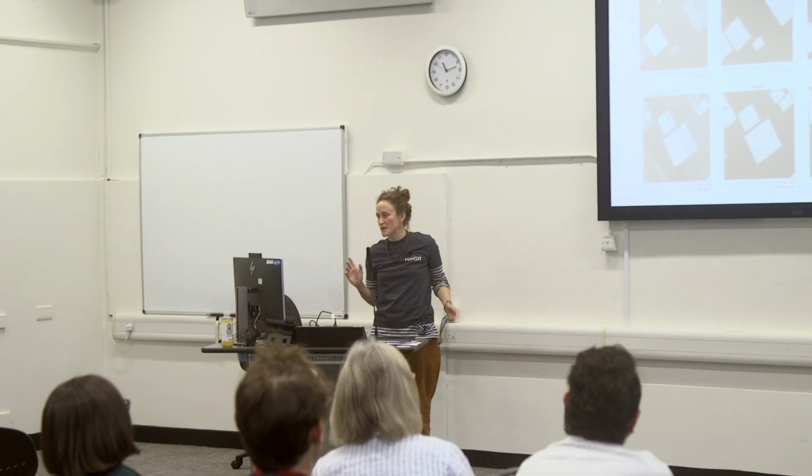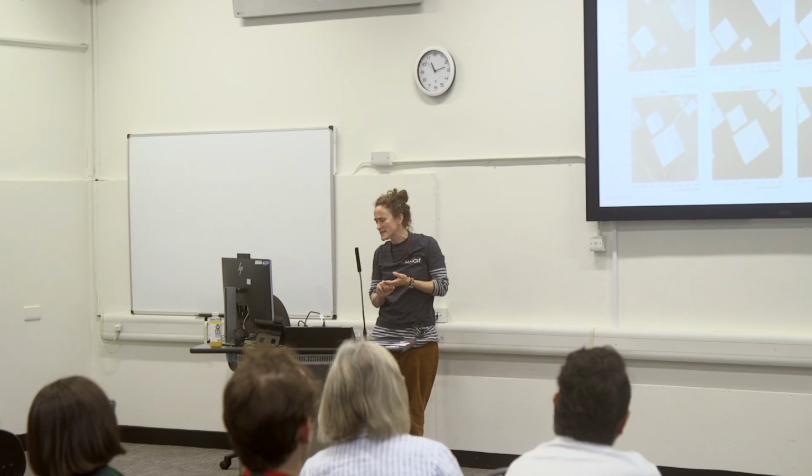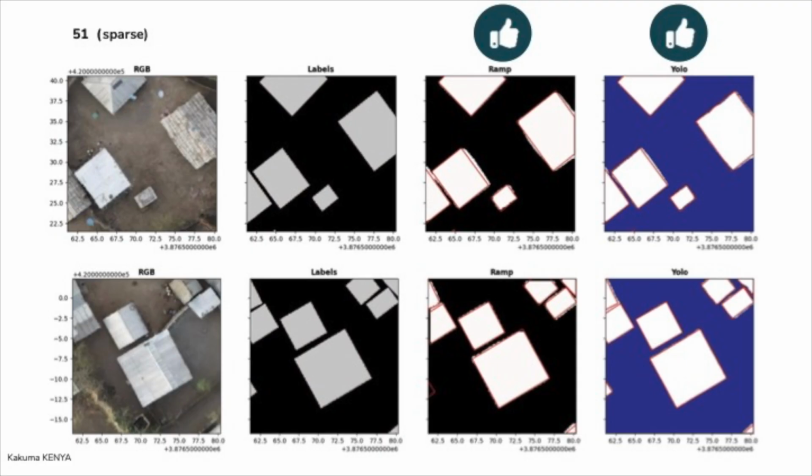So I'm showing you here. This is a city. It's not really a city. It's a refugee camp in Kenya, and both RAMP and YOLO are supposed to perform well. What I show you is the RGB image, the labels, which are the binary mask I was telling you before. On top of this is the prediction of RAMP, and this is the prediction for YOLO.